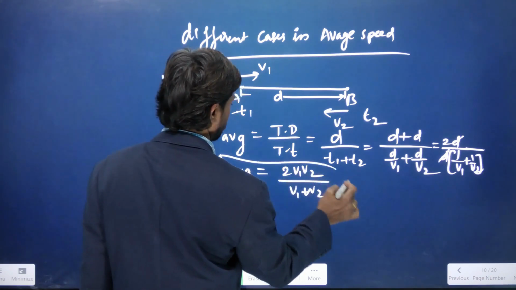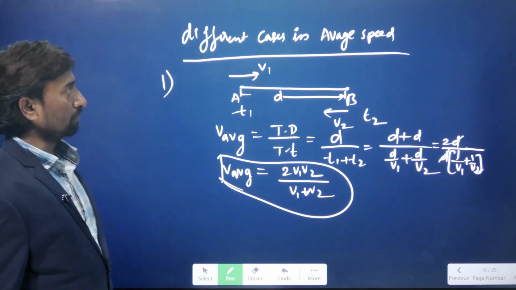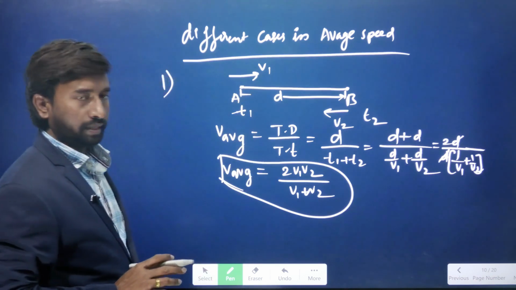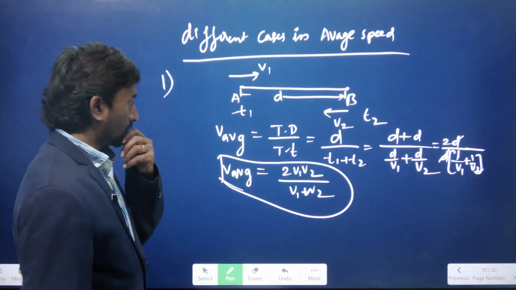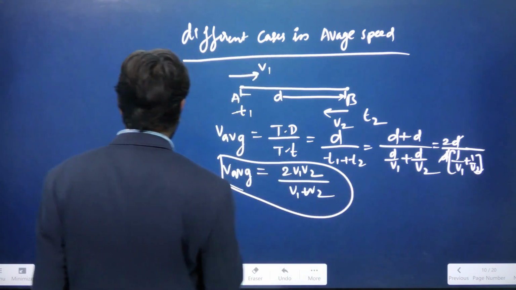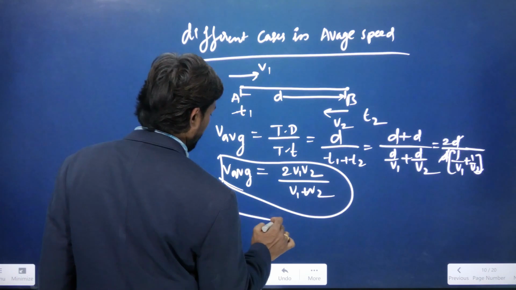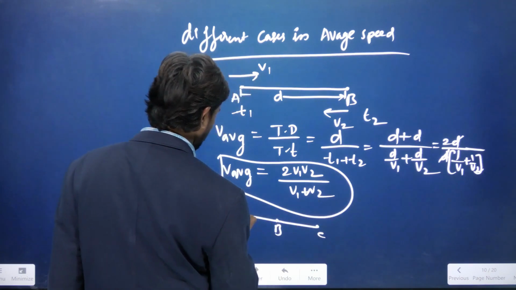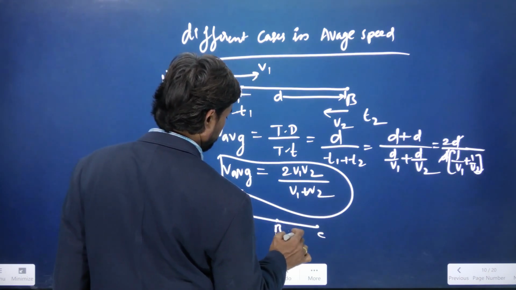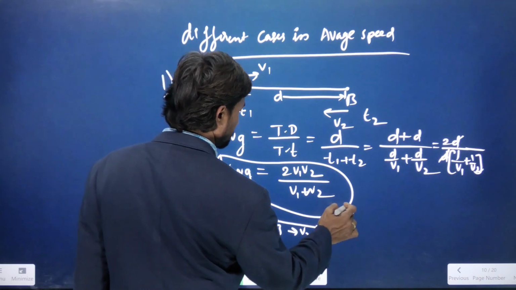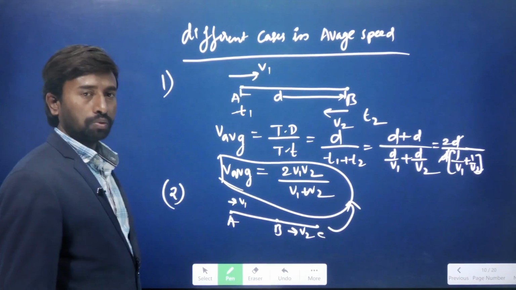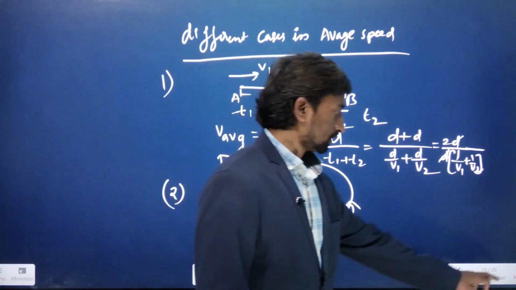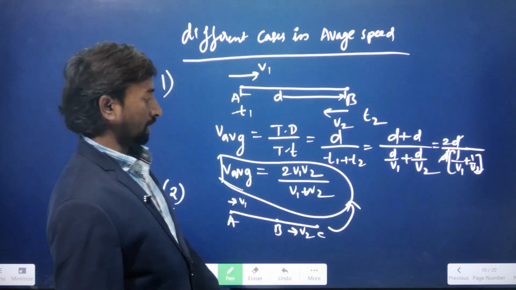Okay, this is the first case. Even in this case, this formula is applicable to traveling half of the distance with speed V1 and the remaining half of the distance with V2. So the second case is: if a body travels half of the distance with a certain speed and the remaining half with a certain other speed, we can take V1 speed and V2 speed. In this case also we get the same formula: average speed is 2 into V1 V2 divided by V1 plus V2. Okay. These are two cases.